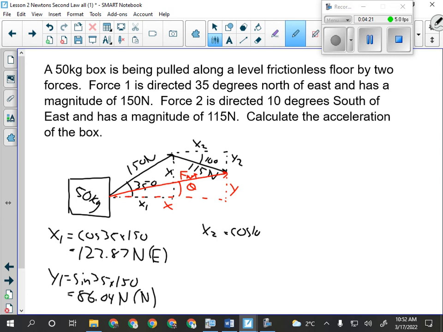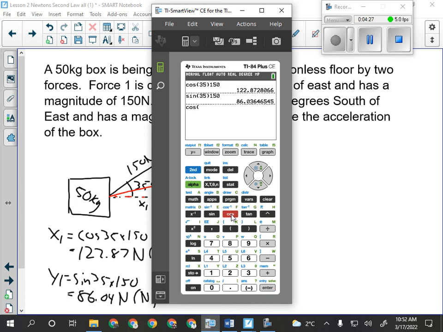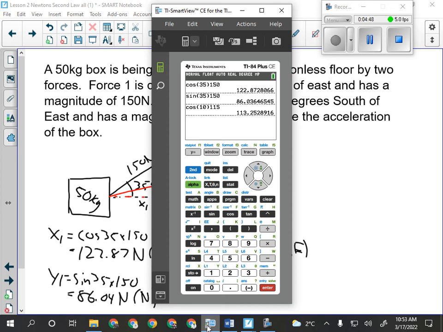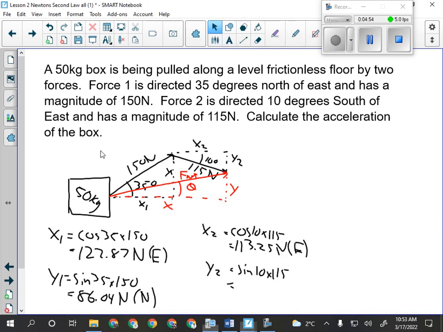x2 is going to be the cos of 10 times 115. So 113.25 newtons east. And y2 will be the sine of 10 times 115. So 19.97 newtons, and that'll be south. Okay, so now I've got all my x's and all my y's.